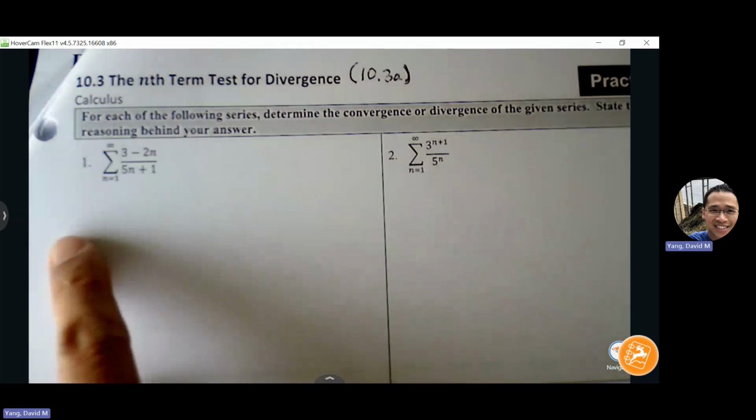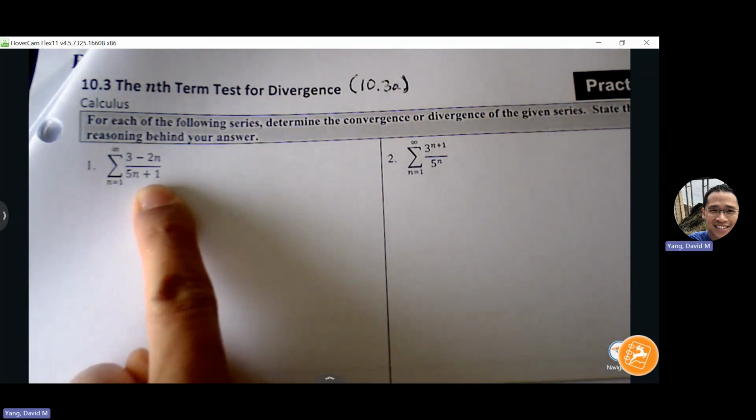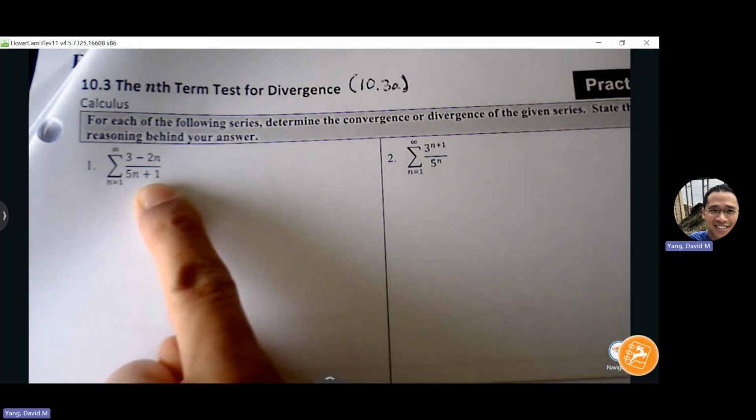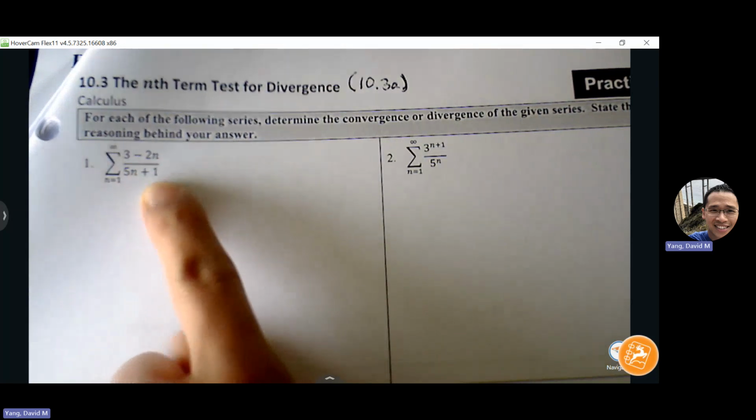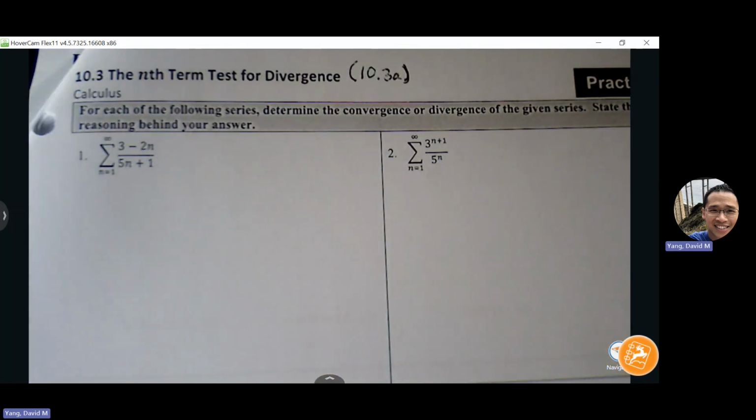So look at number 1 here. Nth term looks like this could be a good candidate for that one. What does nth term tell us? Divergence, right? Because the limit as n approaches infinity of this is going to be compared to degrees. Degrees are the same. We get -2/5. -2/5 is not 0. If each term is not getting closer towards 0, I know that this series has no way of converging.